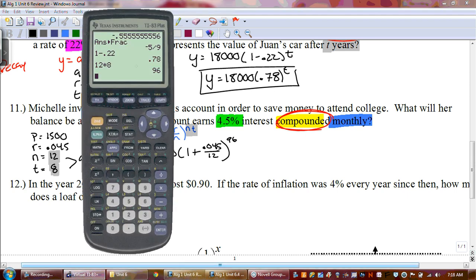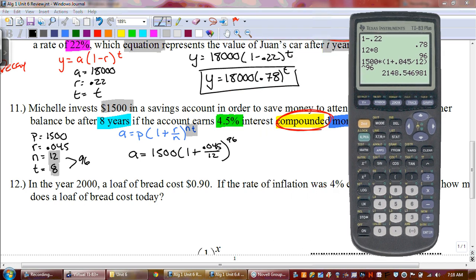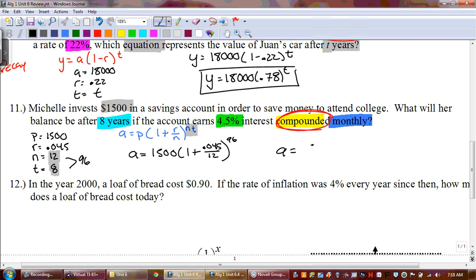Now, you can plug all of that into your calculator exactly as it is. 15,000 times (1 plus 0.045 divided by 12) raised to the 96th power. And then you get your answer. Remember, you need to round that. So the final answer is $21,488.55.